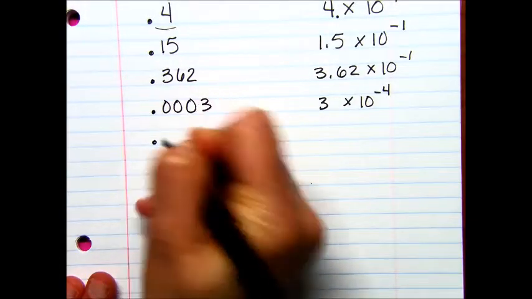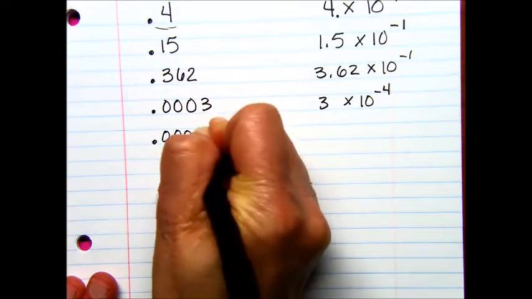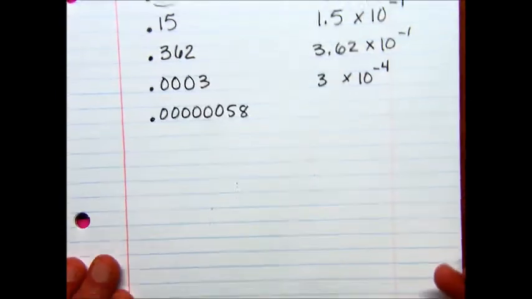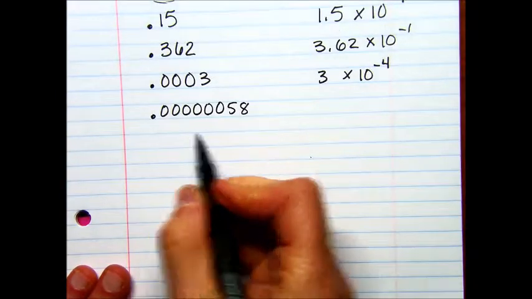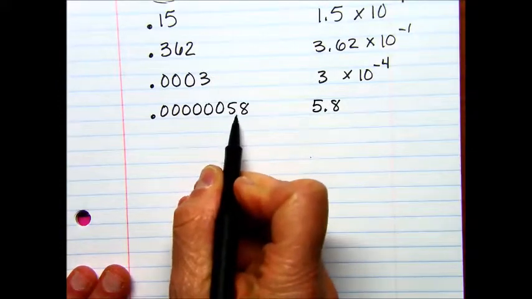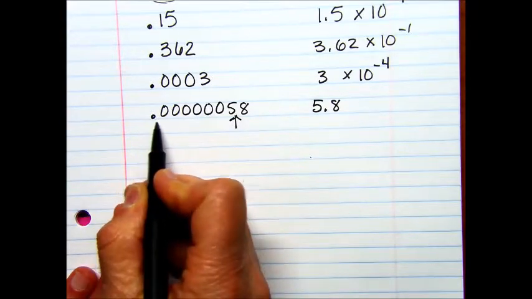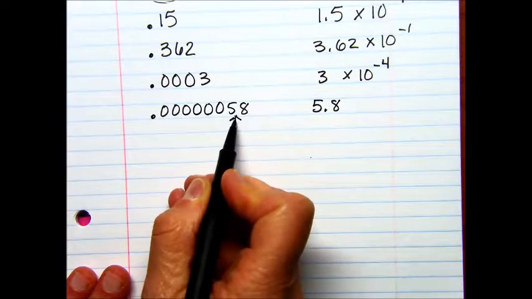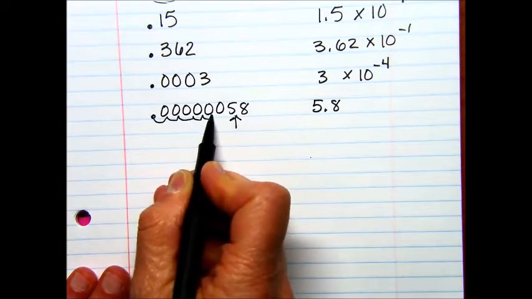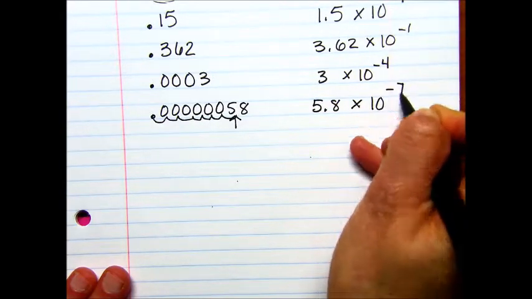Let's do another. Let's say we have 0.00000058. That's a lot of zeros. So again, we're going to write it as 5.8, and this is our target here. How many places do we need to move that decimal to get to this point here? So we're going to go 1, 2, 3, 4, 5, 6, 7. So times 10 to the negative 7th.